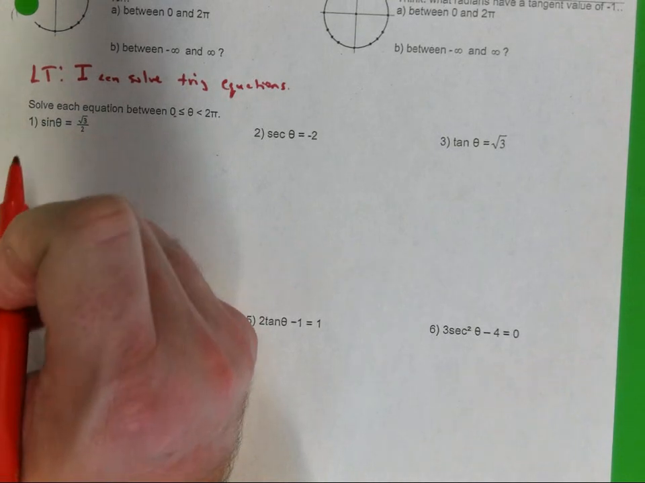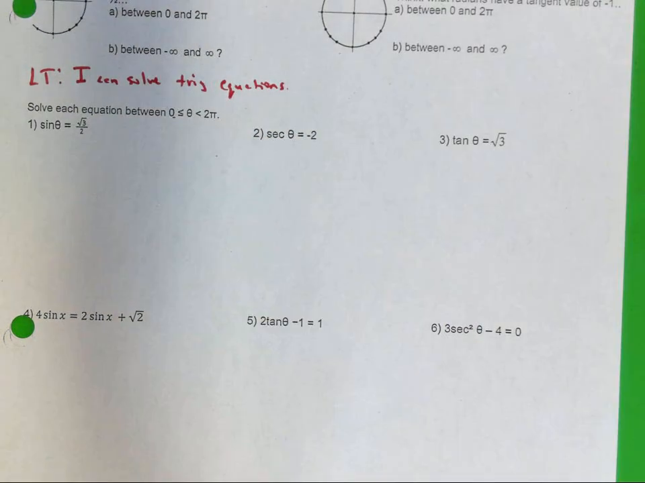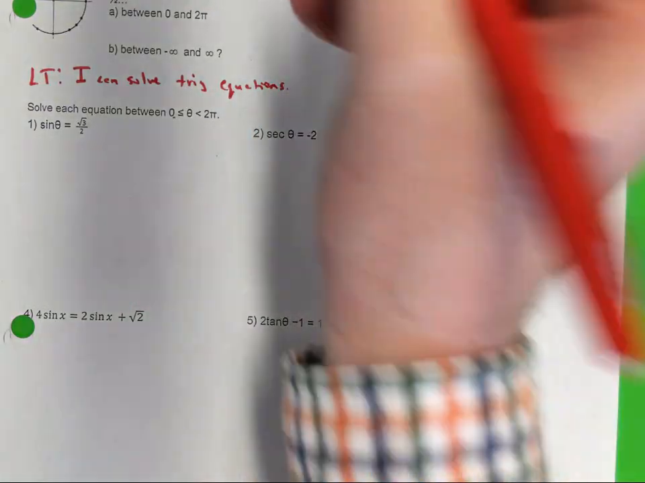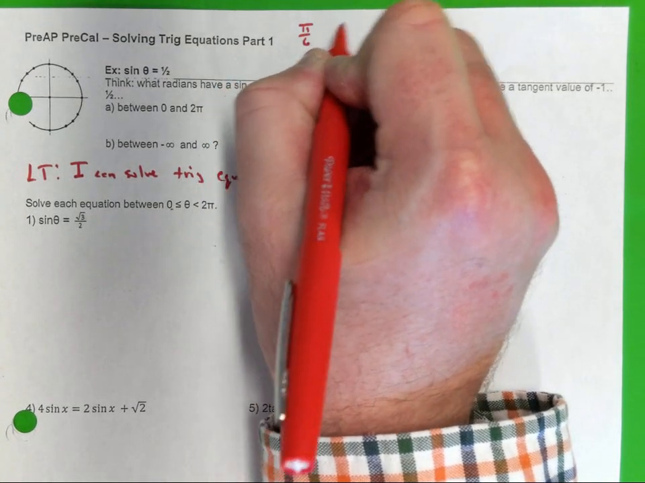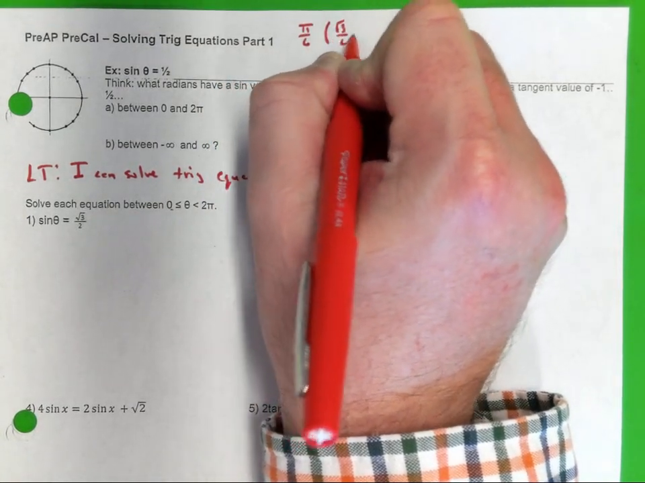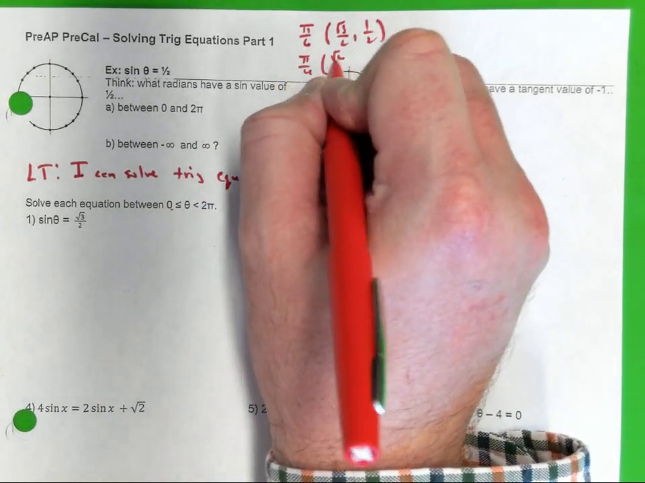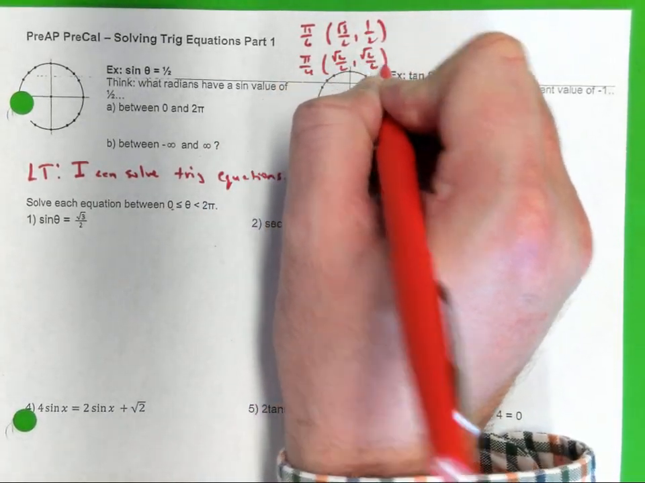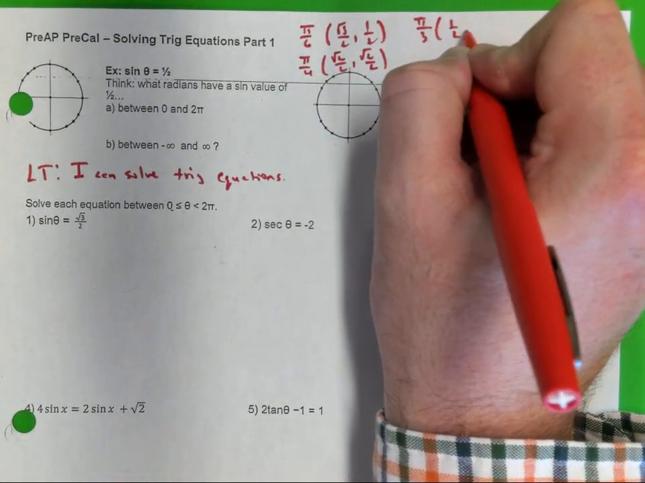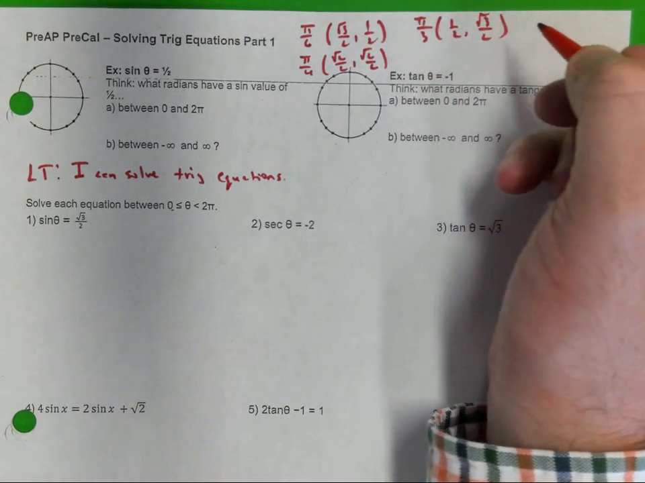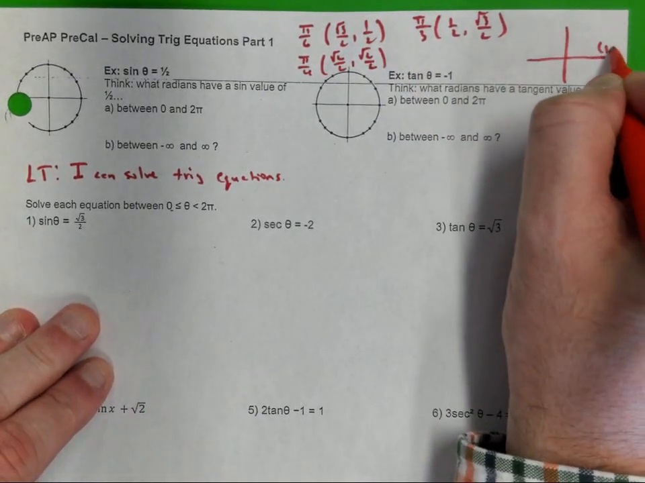Like this one is by itself. You got sine theta equals square root of 3 over 2. You have to think, which of the family, okay, let's think of our family here. We have pi over 6, which is square root of 3 over 2, 1/2. Pi over 4, which is square root of 2 over 2, square root of 2 over 2. And pi over 3, which is 1/2, square root of 3 over 2. So you got to know those. And you got to know your major points. You might want to draw you a picture for your major points.